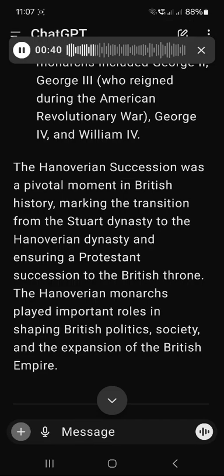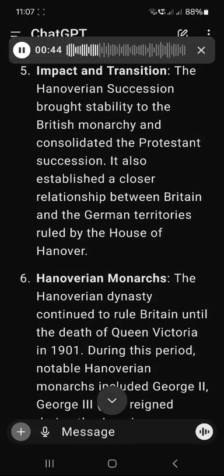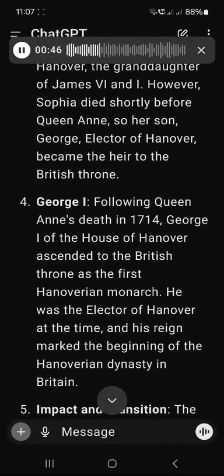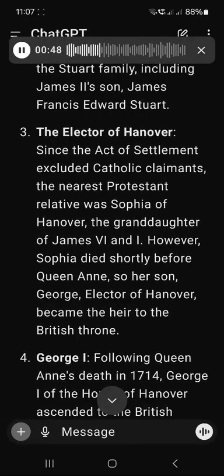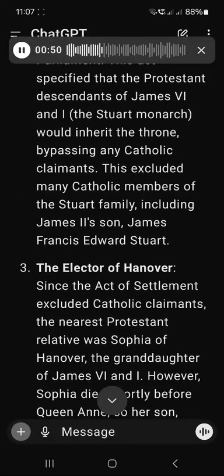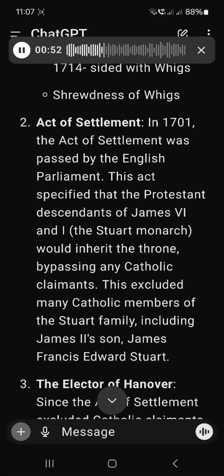Bill of Settlement. Anne died childless. Rising threat of Jacobites. Different efforts were made time and again. Union of Scotland 1707. James Edward was an obstinate man. Harley and Bolingbroke 1714 sided with Whigs. Shrewdness of Whigs.